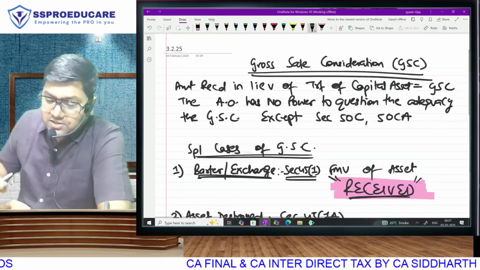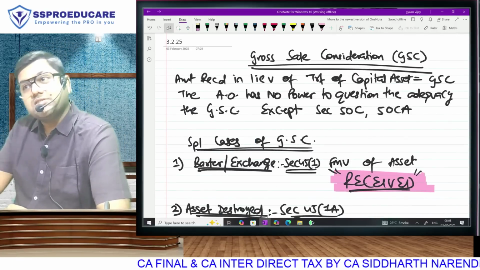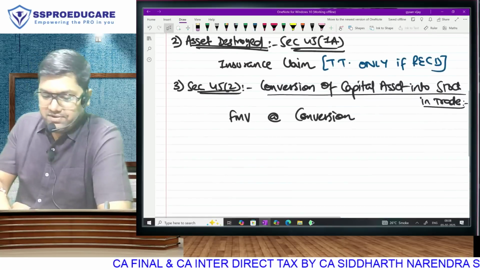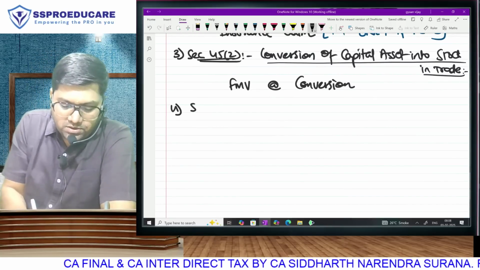Currently, our target is only to determine gross sale consideration in all the special transactions. Some of those transactions we have already completed also, but we are only summarizing everything at one place. Is that correct? Next, 4.